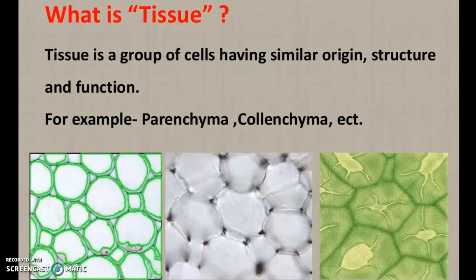Tissue. What is a tissue? Tissue is a group of cells which have similar origin, structure and function. Examples are parenchyma and collenchyma.